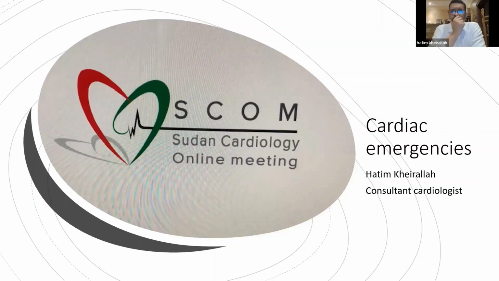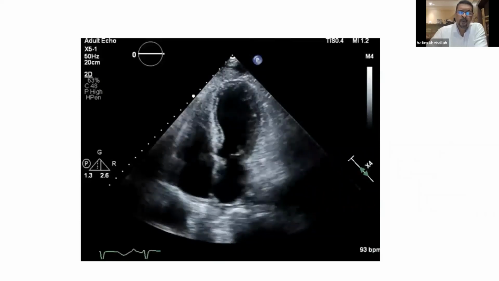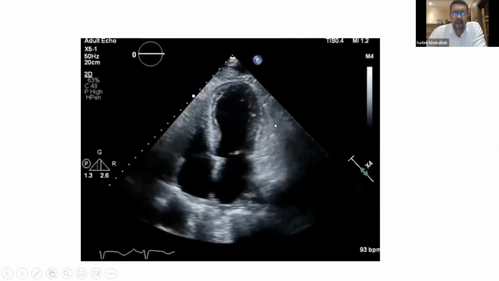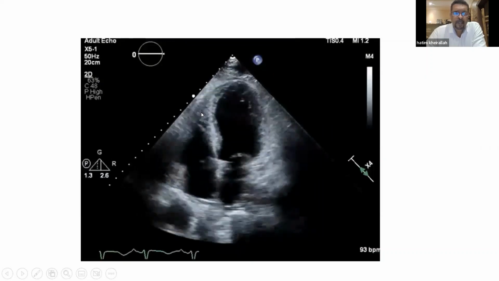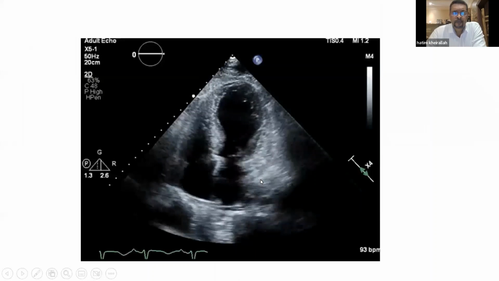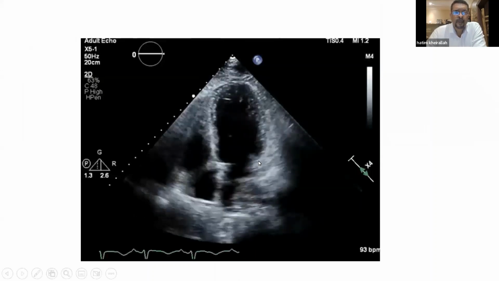So, today's topic is going to be about cardiac emergencies. What do you think about this heart? Any ideas? How would you describe the LV function, the RV function, the atria, the valves? Anybody?